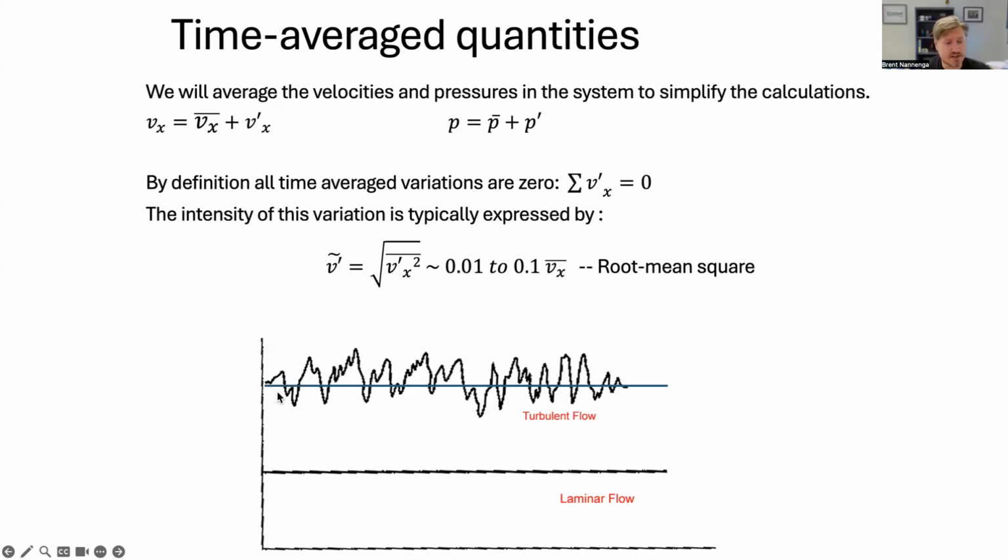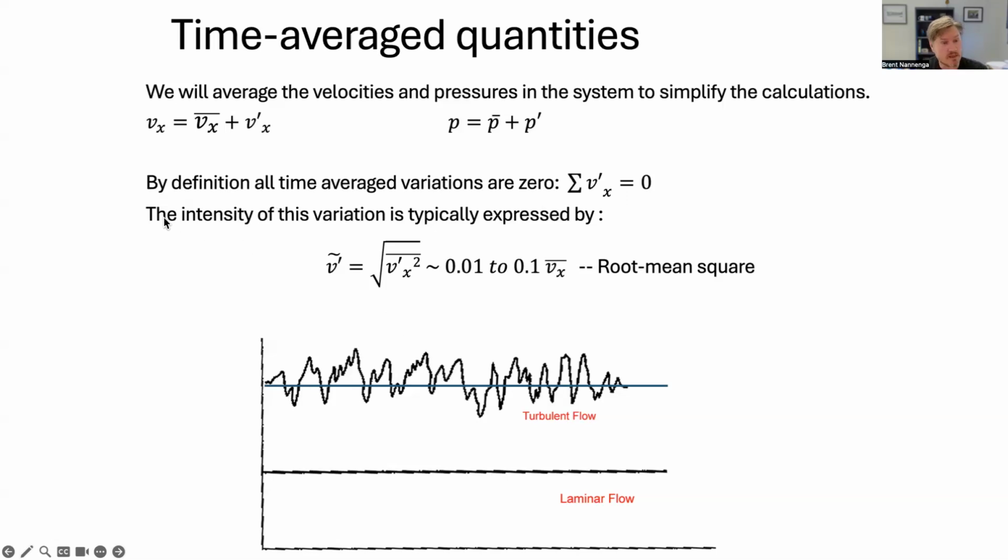Now, by definition, if you take this profile, get the average, and then look at the distance away that each point is from the average, if you sum all those up, they're going to be equal to 0. That's the definition of what an average is.